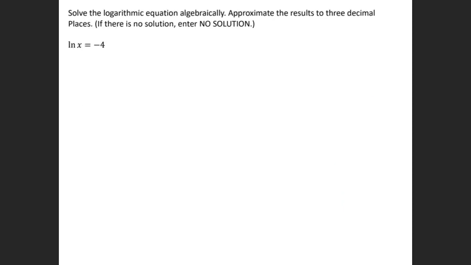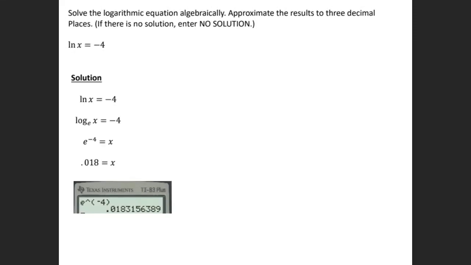All right. How about this one? Natural log of x is equal to -4. One way to do this is using my inverse property. Convert it into a log and then convert it into an exponent, and it's easy to see. The natural log of x, I rewrote it as log base e of x. These are the same things. Then I just converted it into exponential form: e to the -4 is equal to x. This allowed me to use my calculator.